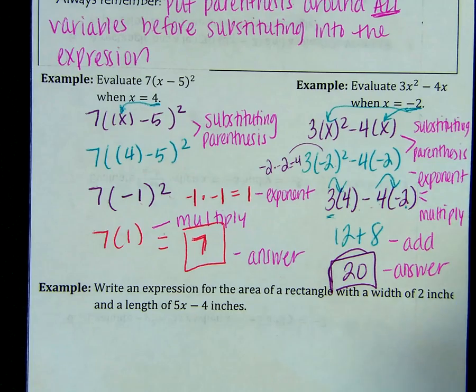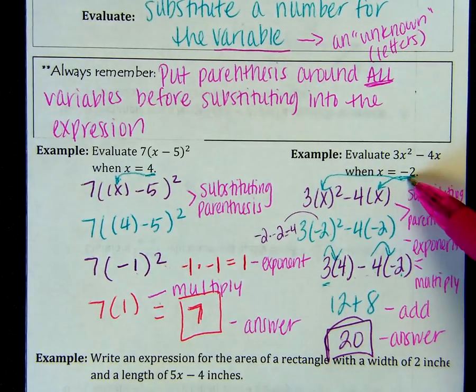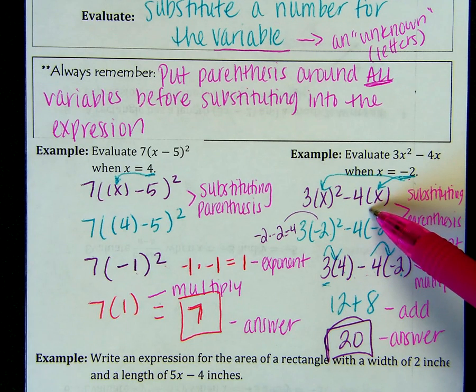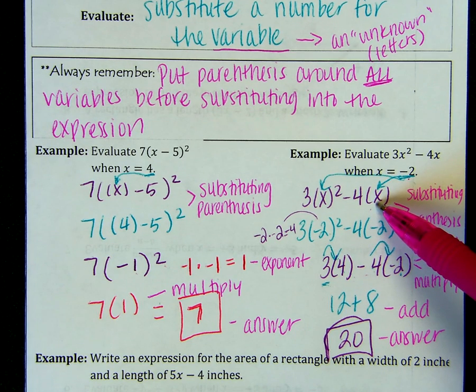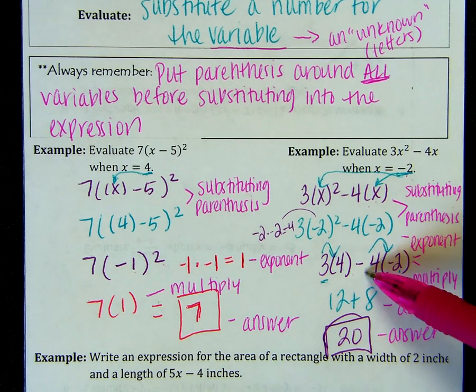So the key things to remember with evaluating expressions is to plug in the number for the variable. You could have a different variable. It could be a. That's okay. It still means the same thing. You plug the number in for the variable, and then you solve using PEMDAS.